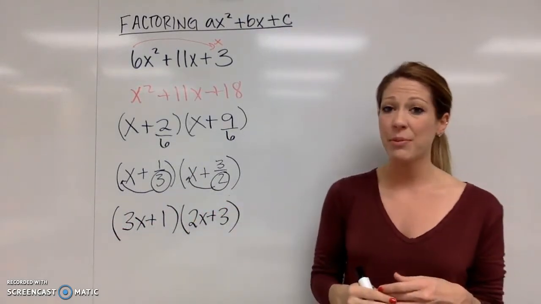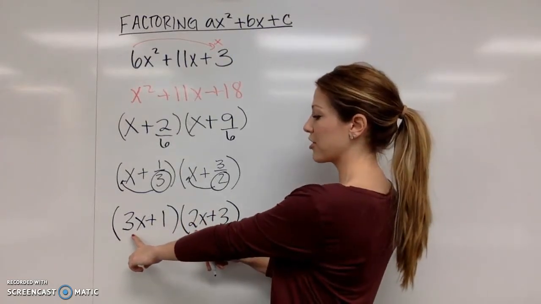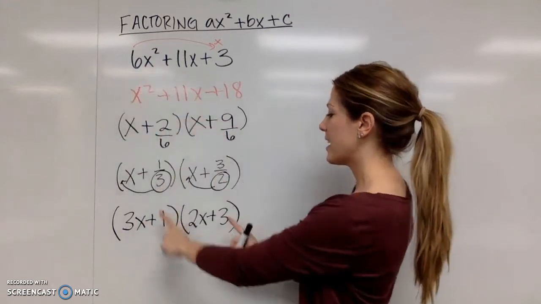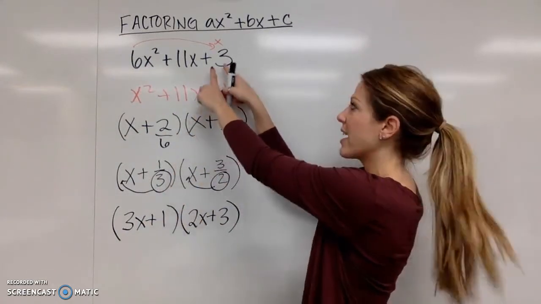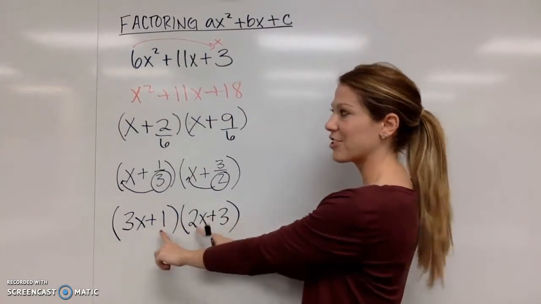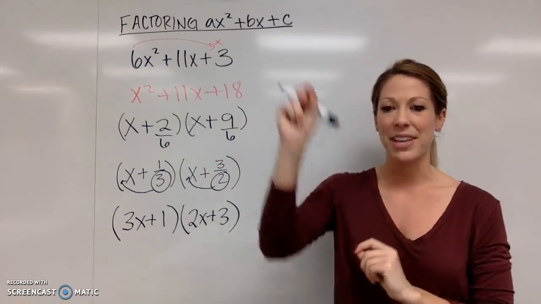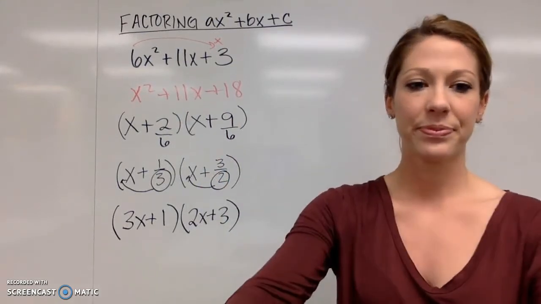And again, I will encourage you to go ahead and check at least your first terms. Make sure you get 6x squared, and your last terms, make sure you get 3. So at least check that part, and then to be safe, you can always check your middle to make sure that by multiplying the outsides and the insides, we get the 11x.